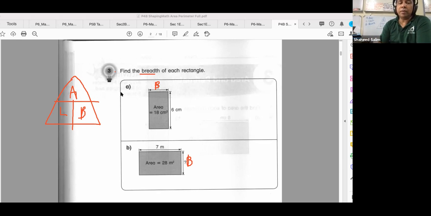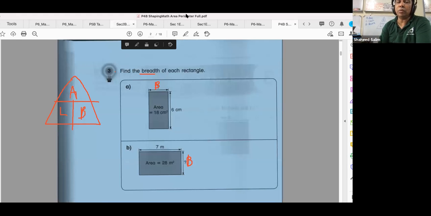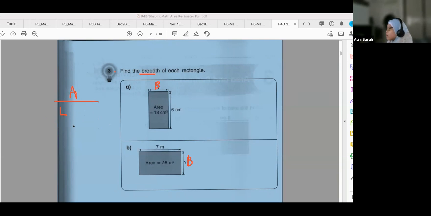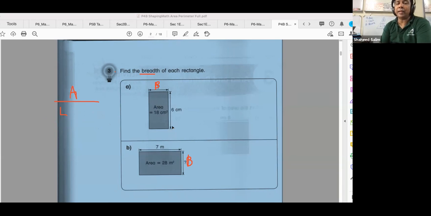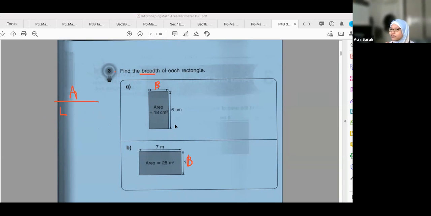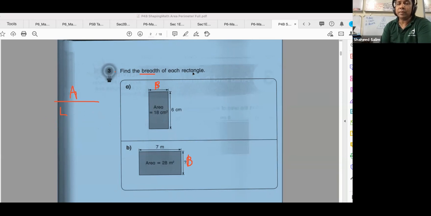Now, once again, those of you who are not sure, you want to find the breath. How to find the breath? Well, in order to find the breath, you need to cover the breath. How to cover the breath? See, here. Just like you cover your mouth, you have bad breath. Cover. Ding, disappear. So what is left? Area divided by length lah. You take the area, divide by length. So down here is 18. 18 divided by 6. Come on. You guys can do this, 18 divided by 6.